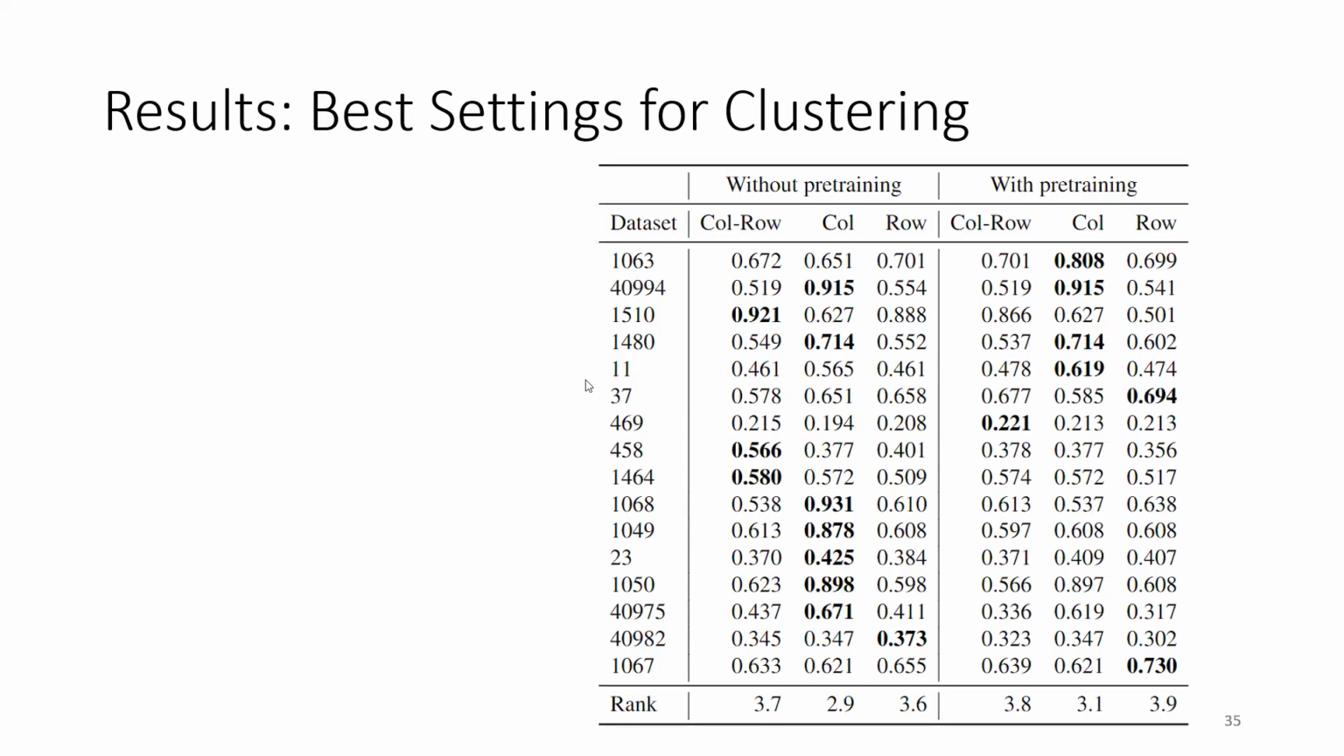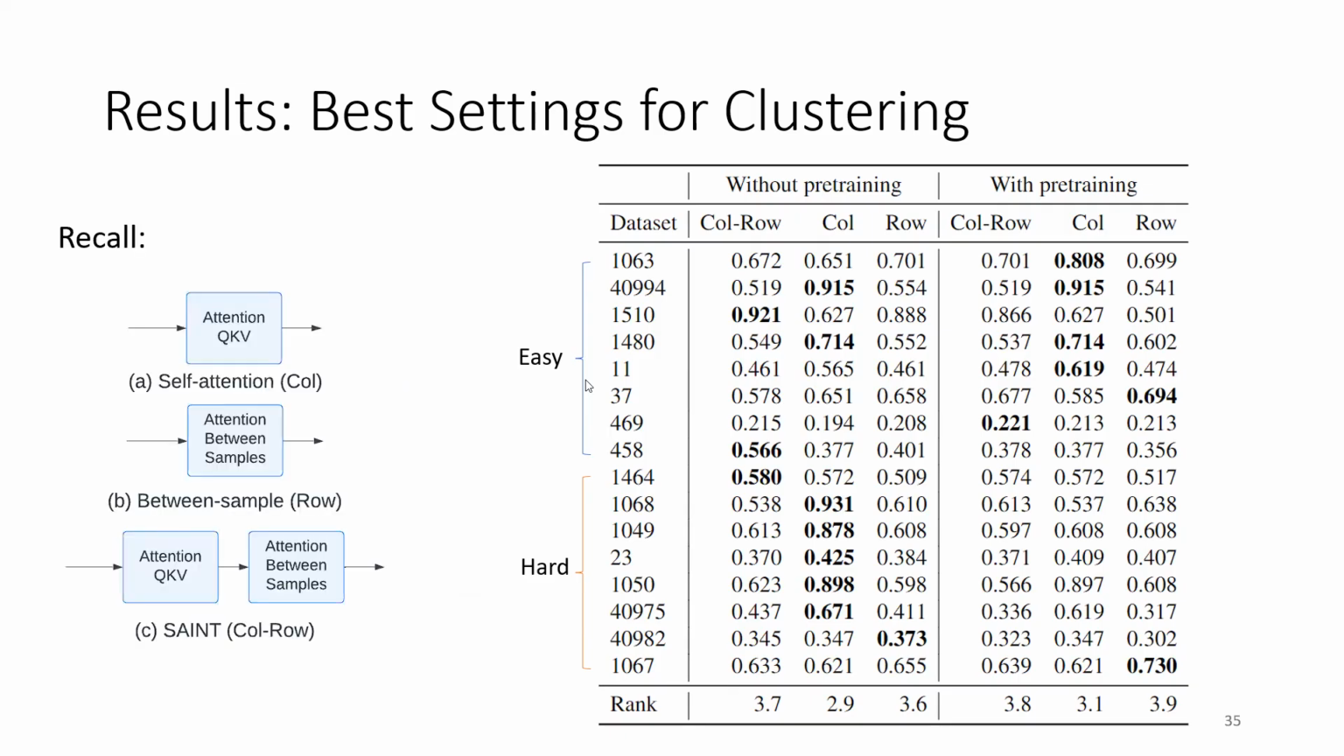Our preliminary results show pre-training may not be necessary. Recall that the first 8 are easy and the last 8 are hard, and we have 3 types of attention. A self-attention or between feature that we call column, between sample attention that we call row, and both of them together in sequence, we call column and row.